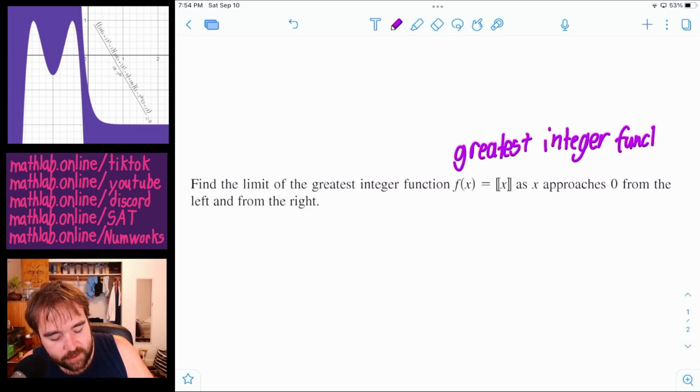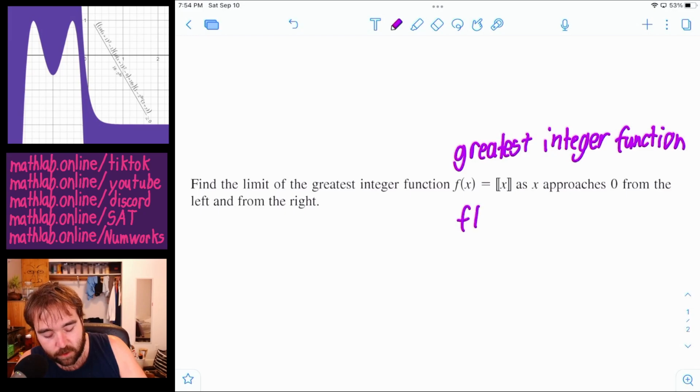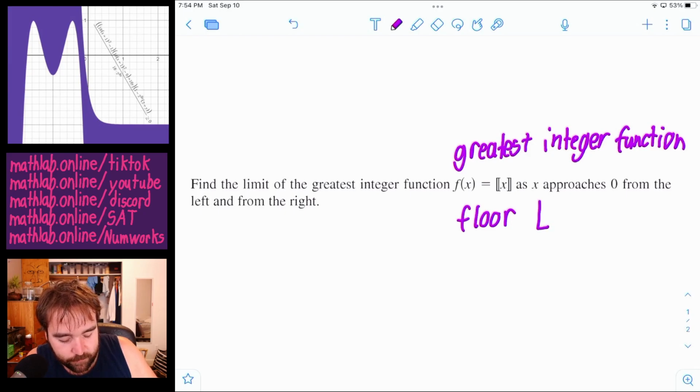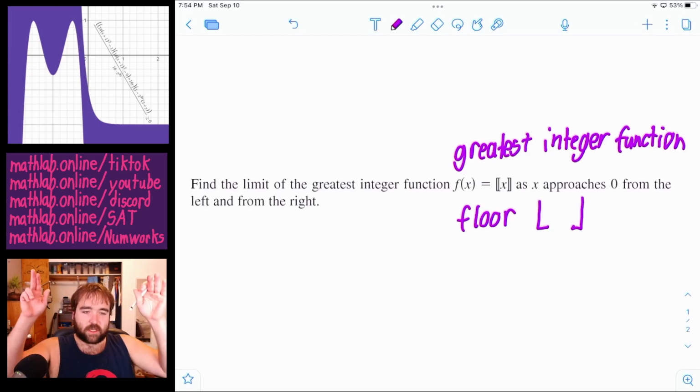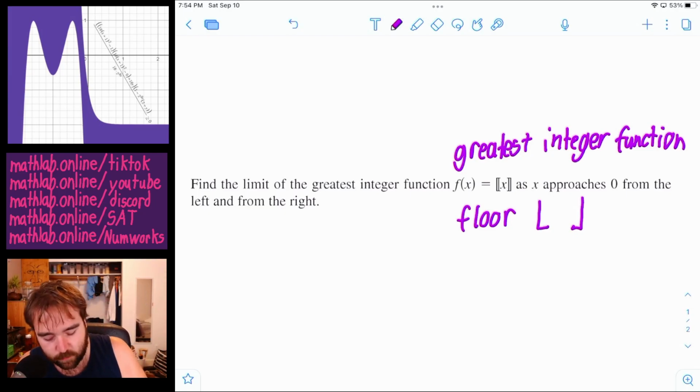But all that is, is rounding down. So my preferred name for this is the floor. Just call it the floor function. And my preferred symbol for this is this, because you see it's like a bracket with only the thing on the bottom, because that signifies that it's the floor function. But what this is, it's rounding down.